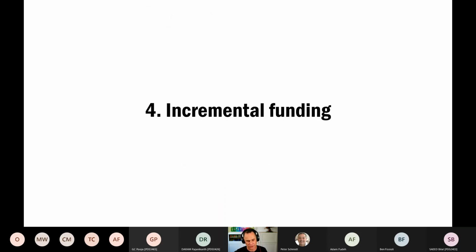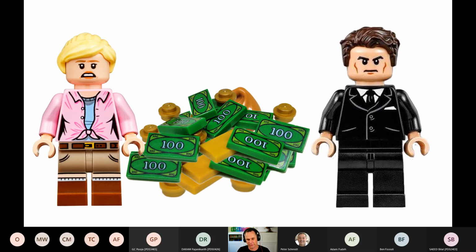Another technique that we're going to use is called incremental funding. Rather than ask for all of the money that we need up front, we're going to ask for small chunks of investment as the project progresses. We're going to start out maybe with a proof of concept or a prototype. Then we're going to move on to a minimum viable product. And then we're going to go to release 1 and release 2 and release 3.